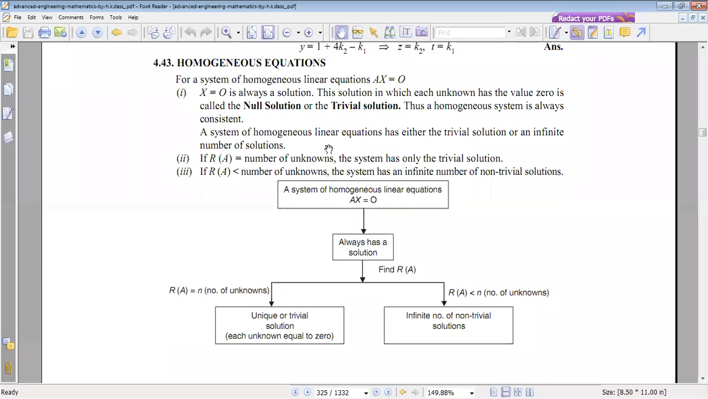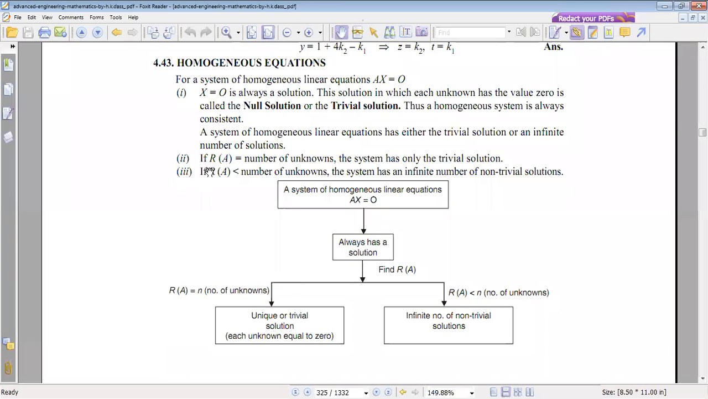A homogeneous system cannot have a unique solution. A homogeneous system of equations cannot have a unique non-zero solution. One thing you already know: a homogeneous system of equations always has a trivial solution, that means the zero solution. Again, it may have an infinite number of solutions. Clear?